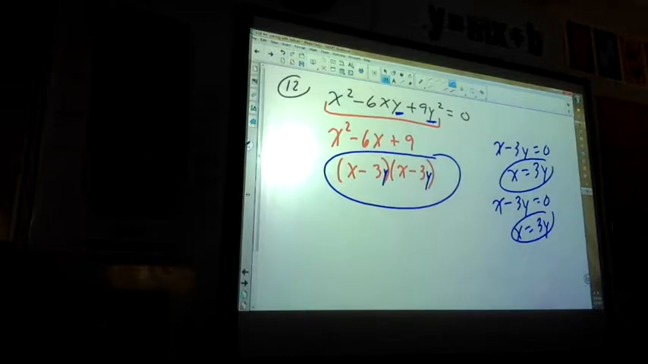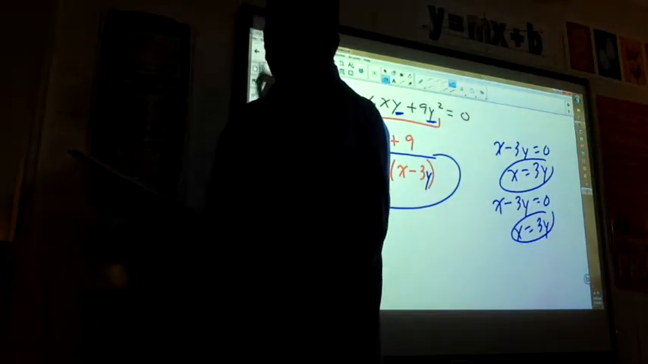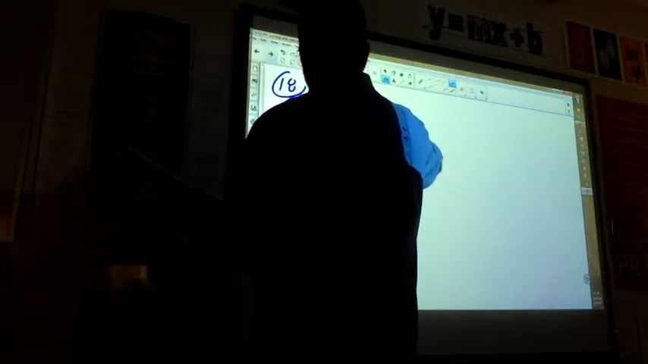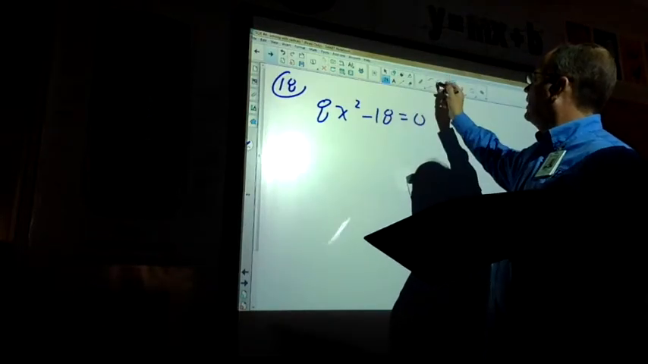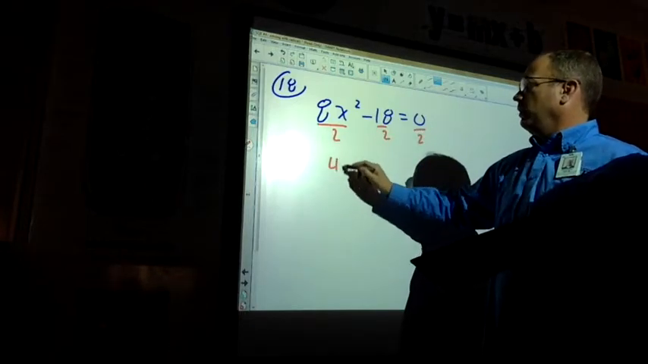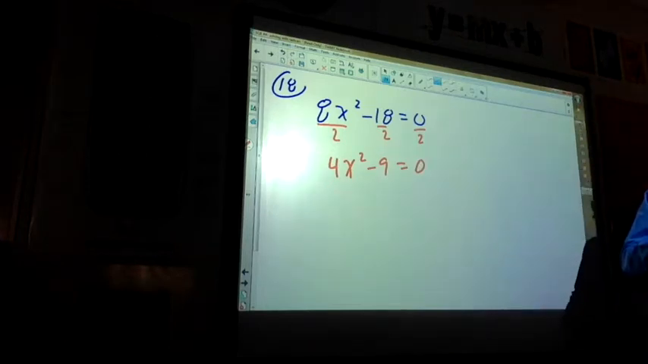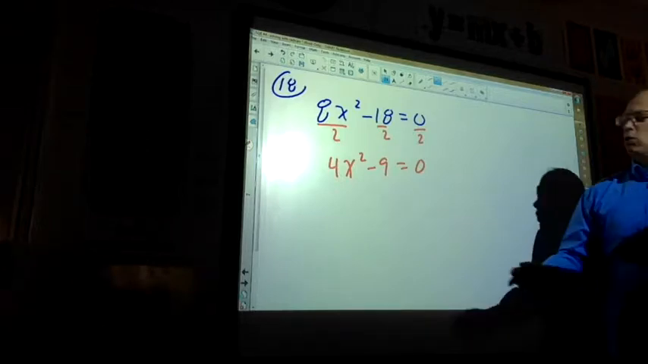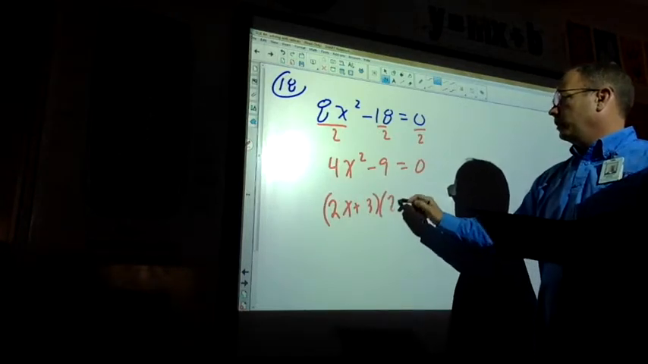18. Okay, solve each polynomial factor completely. 13. 8x squared minus 18 equals 0. Okay, so I think I have a greatest common factor of 2, so I could divide everything by 2. And that's going to give me 4x squared minus 9 is equal to 0. Is that okay so far? And 4x squared minus 9 is what? It's the difference of two squares. So that's going to break down to 2x plus 3 and 2x minus 3.